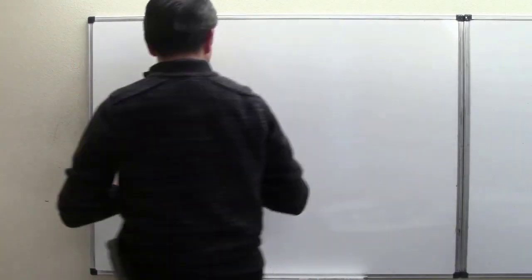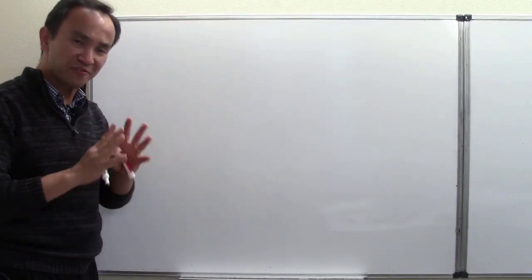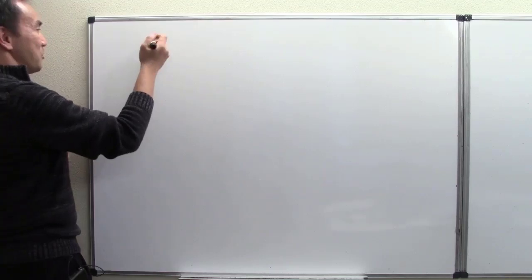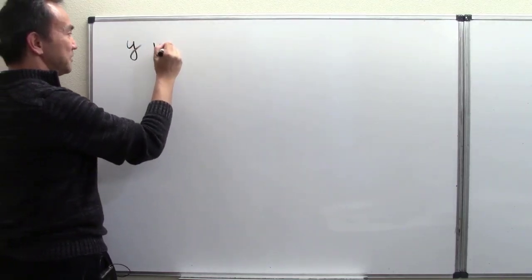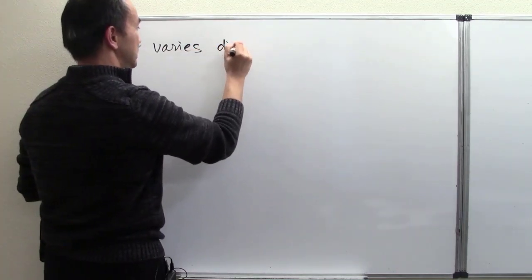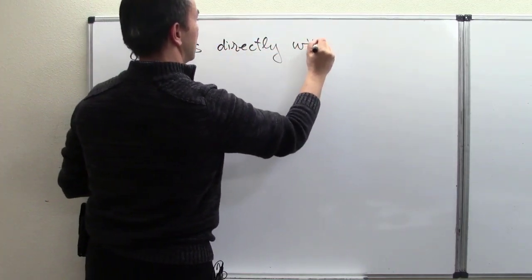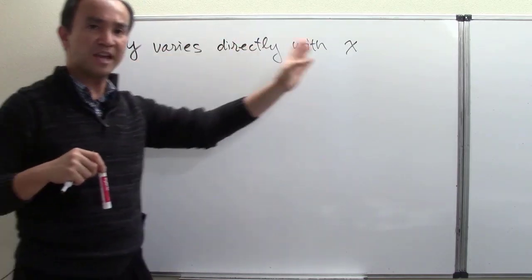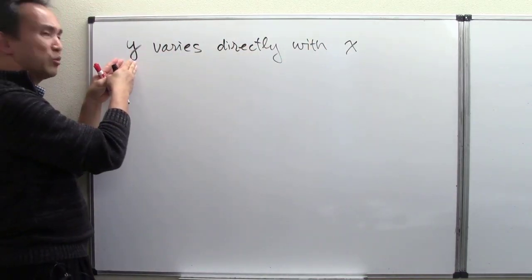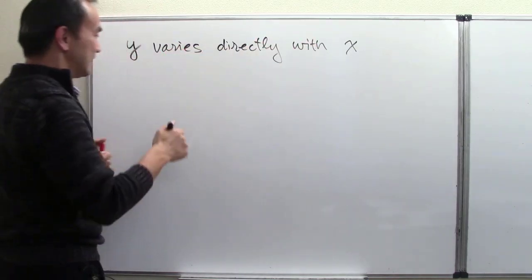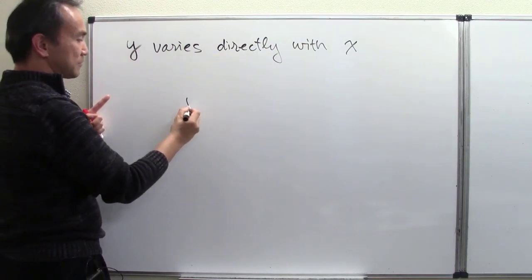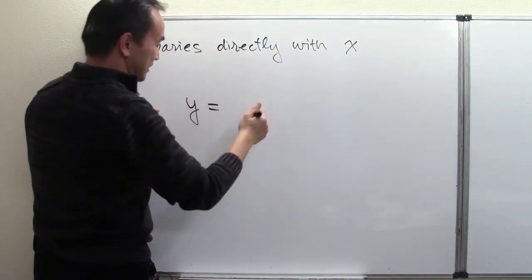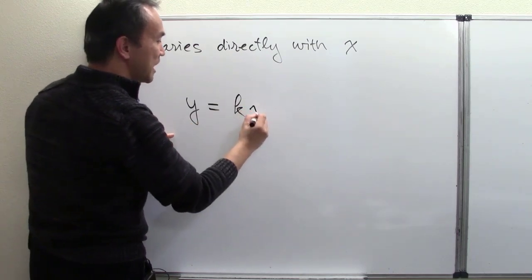On the board here, allow me to translate from written language into mathematical language. It says y varies directly with x. This is one statement, where y is a variable and x is another variable. When we say y varies directly with x, just y varies directly automatically brings up y equals, and then directly with x brings up y equals k times x.